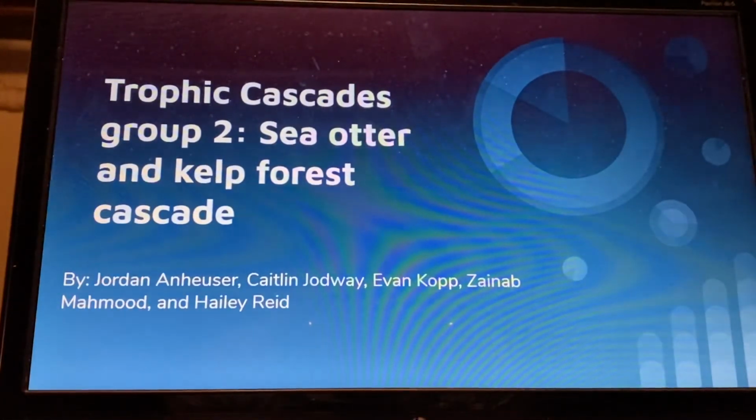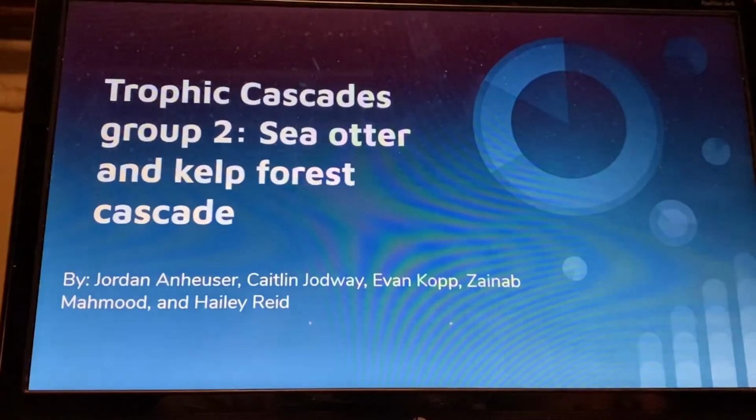So this is our Trophic Cascades presentation, and our group chose the Sea Otter and Kelp Forest Cascade example. And this was made by Jordan, Caitlin, myself, Zainab, and Haley.